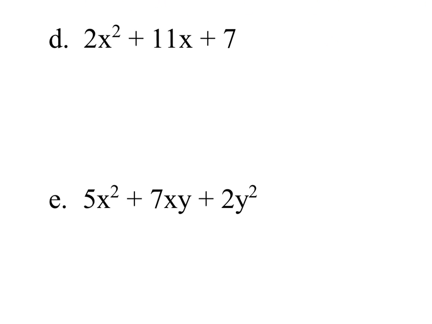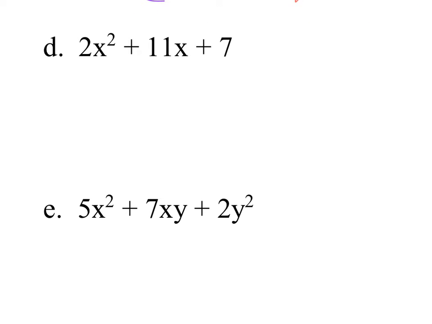Okay. D. I have a leading 2, and that 2 is prime. So I have 2x and x. I need factors of 7 that, when combined with the 2, are going to add to 11.